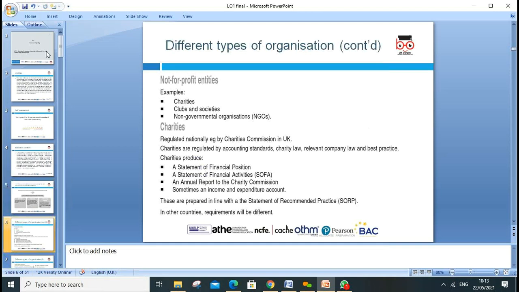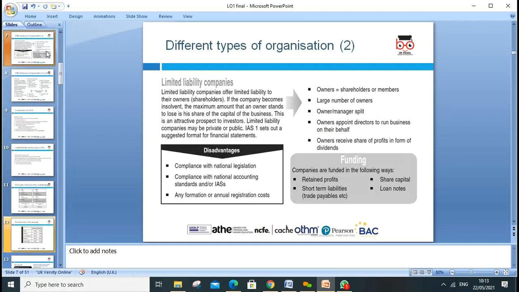Okay, then we have a charity. A charity is registered under the Charity Act 2011. Then we have clubs and non-governmental organisations, NGOs. Of course, they have to submit their accounts to the Charity Commission. So Charity Act 2011, please remember that. Okay, that's the key to limited liabilities.